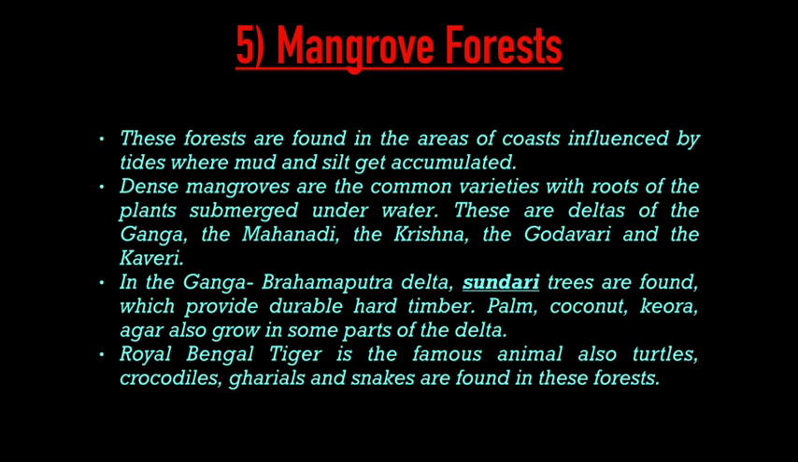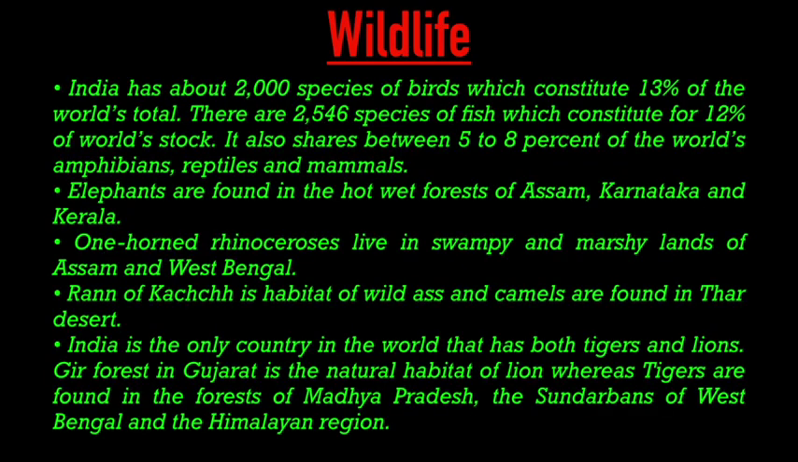In the Ganga Brahmaputra delta, Sundari trees are found, hence that part is known as Sundarbans, which provide durable hard timber. Palm, coconut, keora, and agar also grow in some parts of the delta. The Royal Bengal tiger, the famous animal which is the national animal of our country, lives here. Also, turtles, crocodiles, gharials, and snakes are found in this forest.